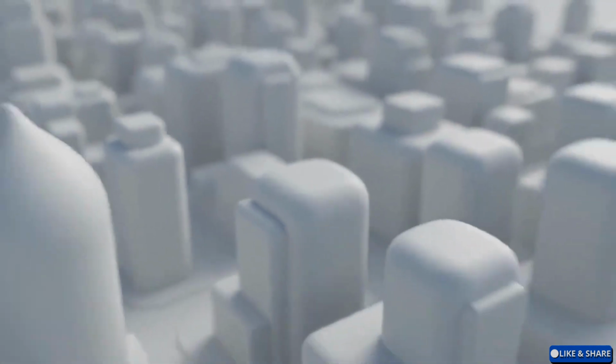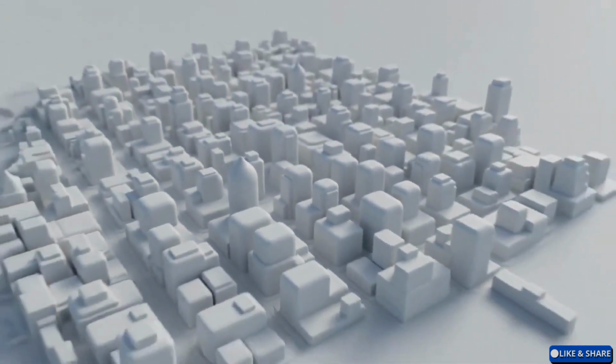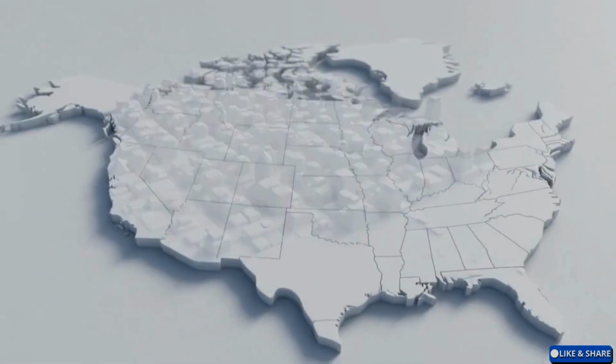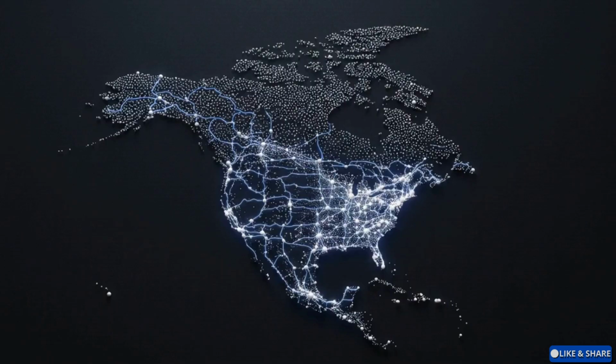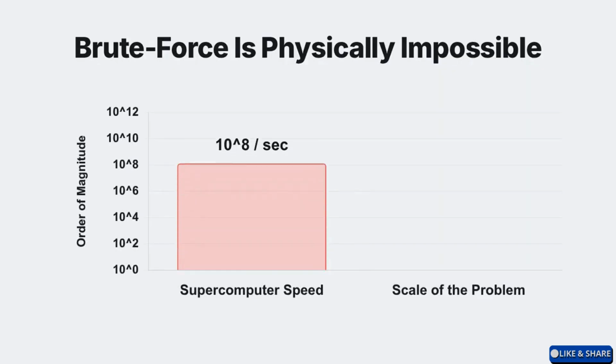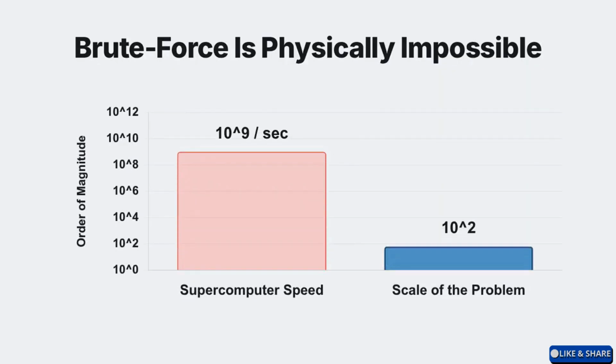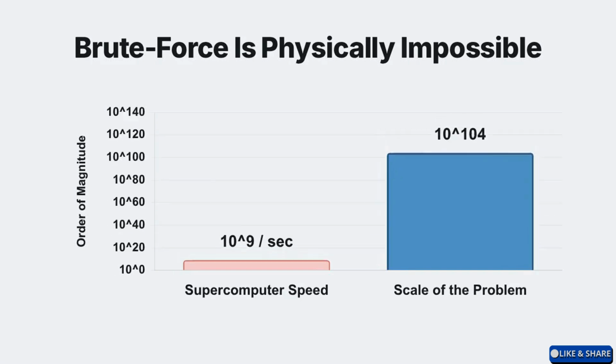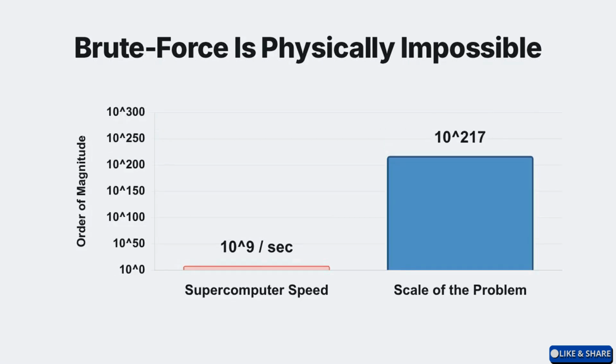Let's say you open up a navigation app and ask for driving directions from New York to San Francisco. Between those two coasts, the North American road system contains over 64 million distinct intersections. If you try to calculate the absolute shortest path by brute forcing it, there are roughly 10 to the 220 possible routes. Even checking a billion routes per second, finding the best one takes over 10 to the 200 years.